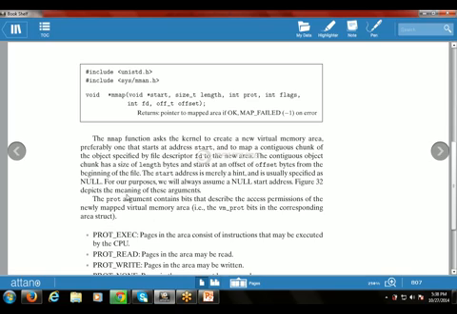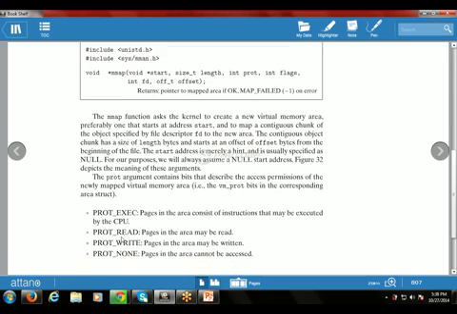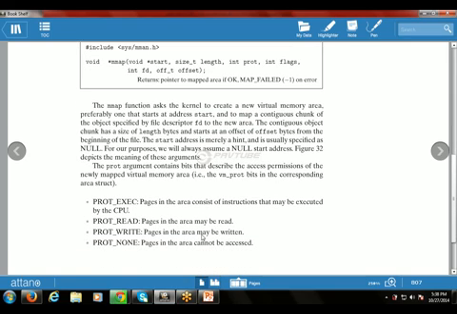Figure 32 depicts the meaning of these arguments. The prot argument contains bits that describe the access permission of the newly mapped virtual memory area, that is, the vm_prot bits in the corresponding area struct. These are the various fields that are used. One is PROT_EXEC, meaning the pages in the area consist of instructions that may be executed by the CPU. So PROT_EXEC marks the area that contains instructions that may be executed by the CPU.